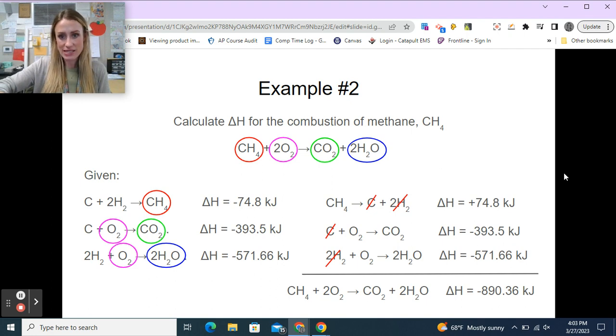I add all those delta H's up together and I get a negative 890.36 kilojoules. So you can see sometimes you don't have to manipulate the chemical reactions at all, right? The only thing I had to do here was flip that first equation, but the other two I just kept exactly the same.